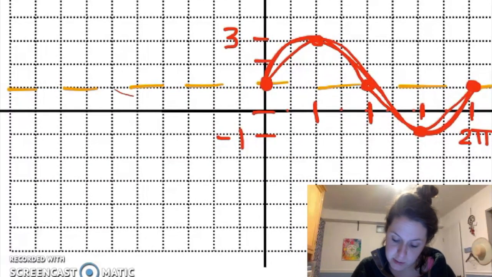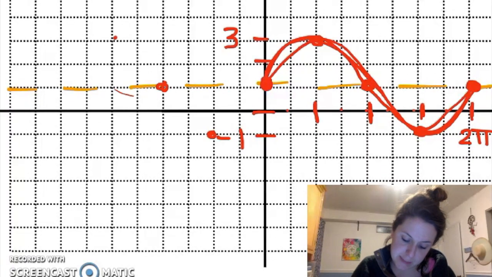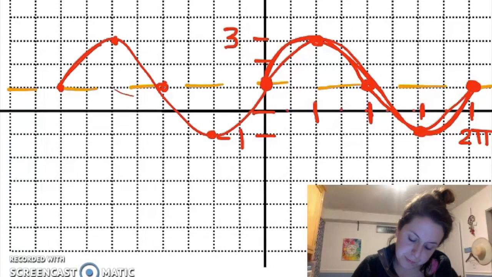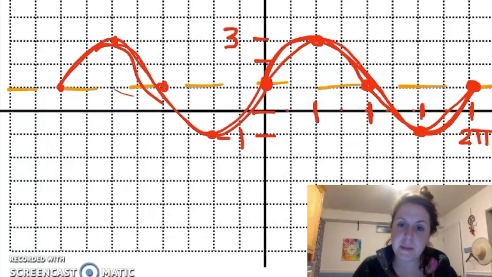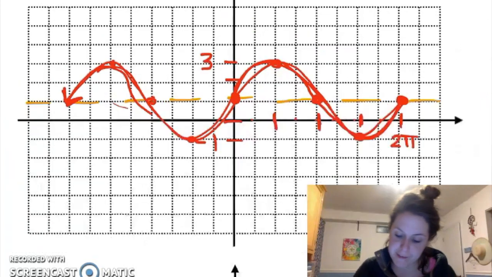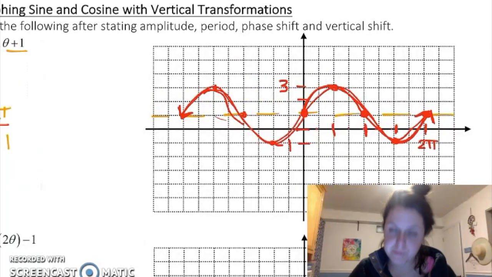Now, it doesn't tell me how much to graph, so you could repeat this pattern on the left side, right? You could graph it at its minimum, at its midline, at its maximum, and then back at its midline, and just repeat that. But this one does not give you a limited domain, so you should have arrows on the end of this one.